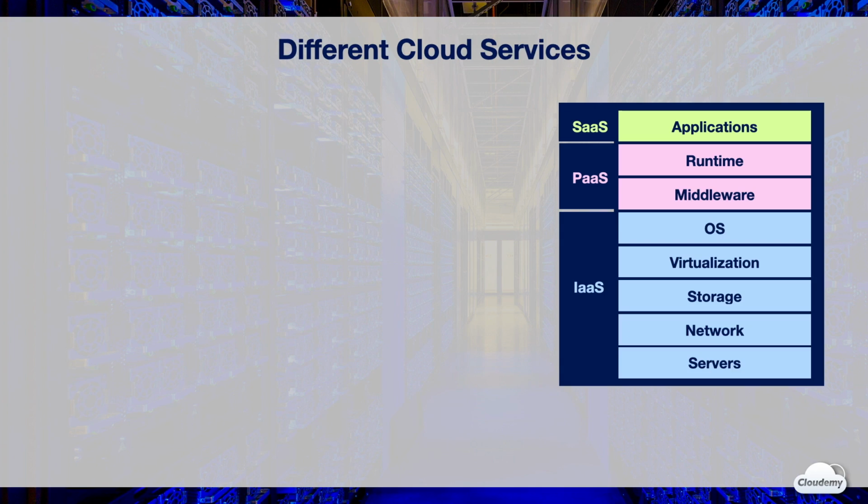This diagram illustrates the relationship between SaaS, PaaS, and IaaS. The infrastructure layer is on the bottom, which includes physical servers, networking, storage, operating systems, and virtual machines. The platform layer is built on top of the infrastructure, which includes runtime, containers, and functions. The application layer is built on top of the platform layer.